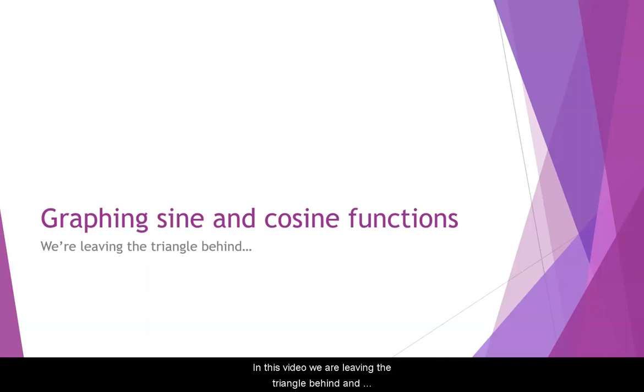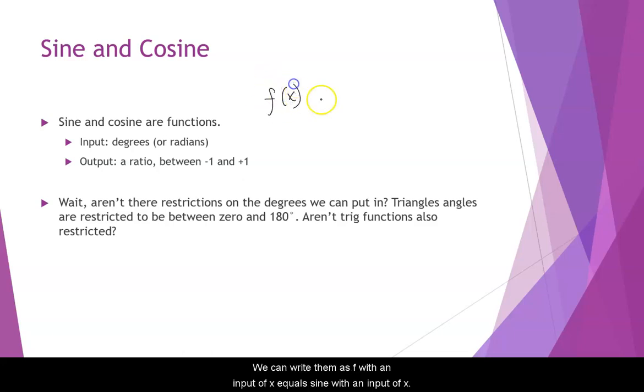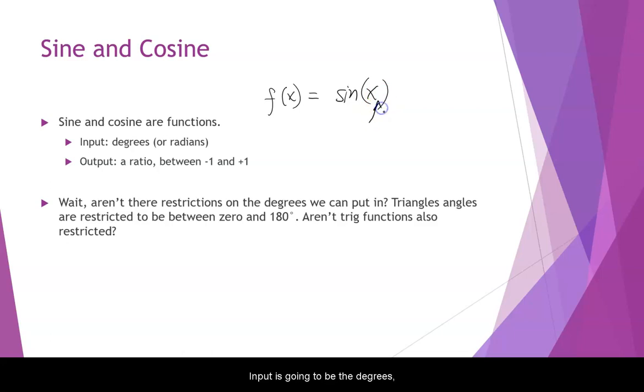In this video, we are leaving the triangle behind and graphing just sine functions, not cosine. Sine and cosine both are functions. We can write them as f(x) = sin(x). The input is going to be the degrees, or radians if you're in another trig class, and the output is a range of numbers, usually between -1 and +1.